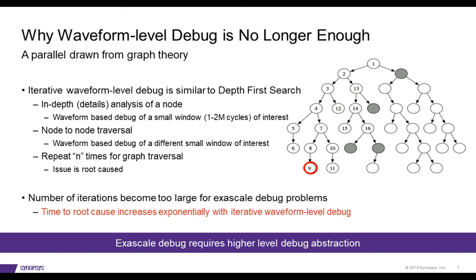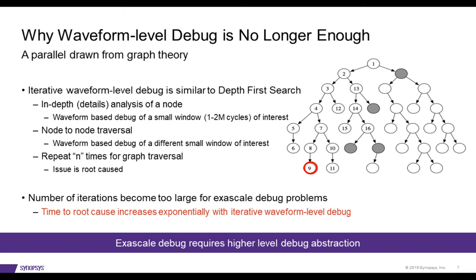So in terms of debug, essentially this is your 1 to 2 million cycle window that you think is where the root cause is, and then you're doing full waveform based debug to check if the root cause is truly here. Now, if that is not the case, then you traverse the graph, you get to another window of interest or another node in the graph, and then you do the full analysis there.